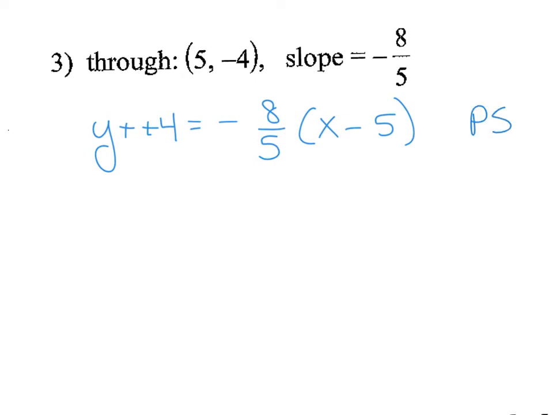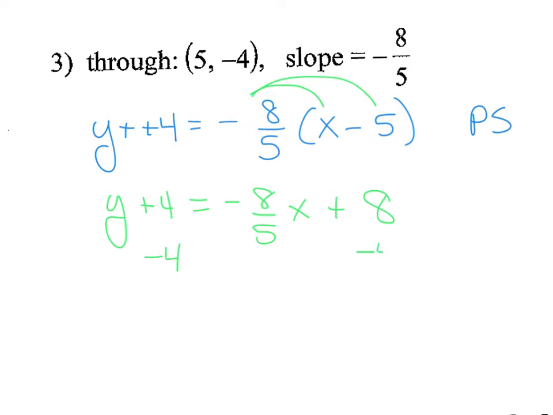Okay, so now to solve for y, I'm going to distribute. So I get y plus 4 equals negative 8/5 x. A negative times a negative will be a positive. The 5s are going to cancel, and I'm just going to have the 8 left. If you struggle with this, again, just utilize your calculator if you need to. Take negative 8/5 times negative 5. Okay? Now, again, I'm solving for y, so I need to go ahead and subtract that 4 off. So y equals negative 8/5 x plus 4. Okay, and that's going to be slope intercept.